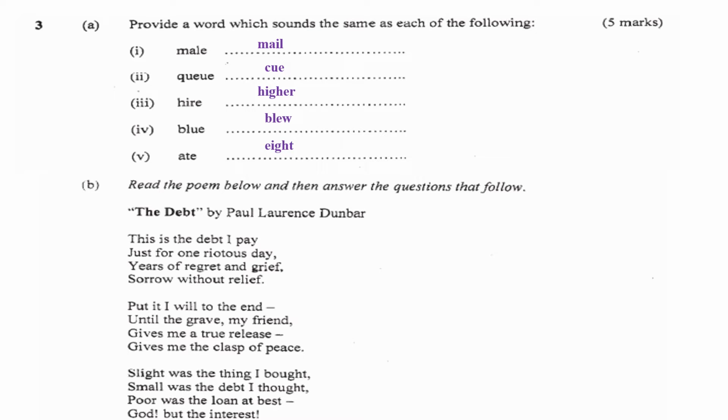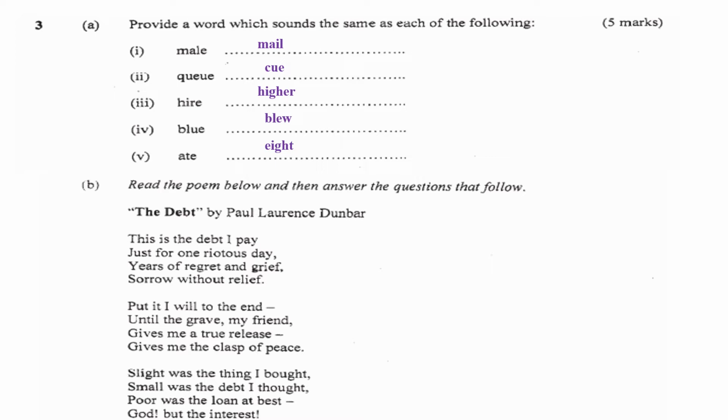Good. Read the poem below and answer the questions that follow. The Debt by Paul Laurence Dunbar. This is the debt I pay, just for one riotous day, years of regret and grief, sorrow without a relief. Put it, I will to the end, until the grave, my friend, gives me a true release, gives me the clasp of peace. Slight was the thing I bought, small was the debt I thought, poor was the loan at best. God, but the interest.